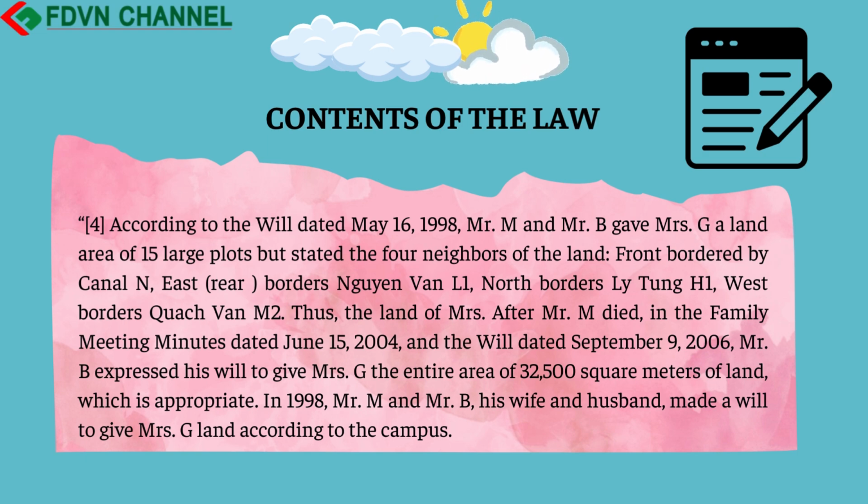Thus, after Mr. M died, in the family meeting minutes dated June 15, 2004, and the will dated September 9, 2006, Mr. B expressed his will to give Mrs. G the entire area of 32,500 square meters of land, which is appropriate. In 1998, Mr. M and Mr. B, wife and husband, made a will to give Mrs. G land according to the campus.